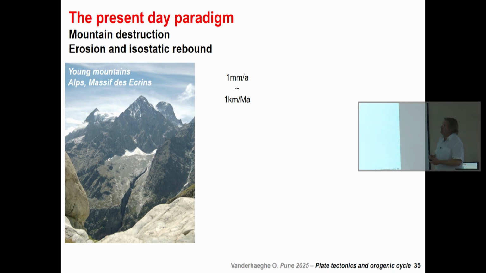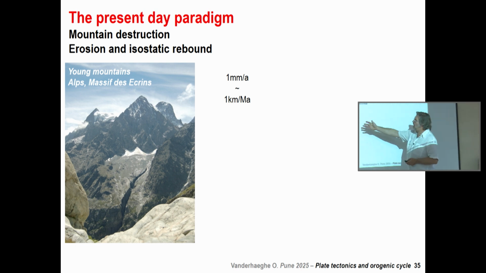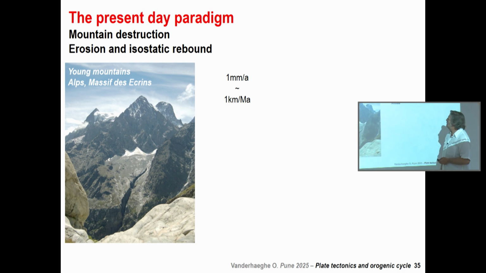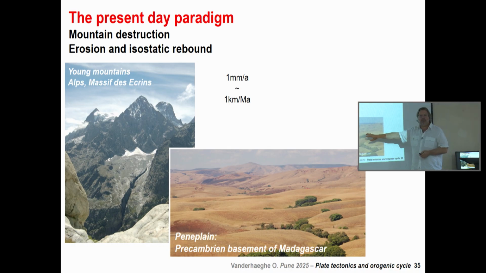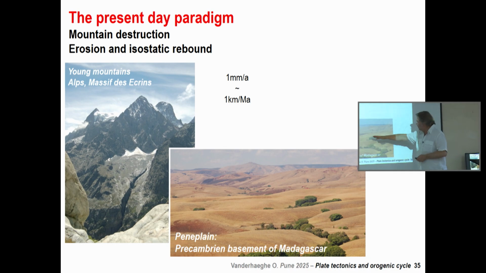In that frame, mountain destruction is mostly invoked to be related to erosion and isostatic rebound, and the example here of the Alps, a young mountain belt, compared to a peneplain, here the Precambrian basement of Madagascar, but you can probably make the same picture of India, with sort of a flat, rounded topography.